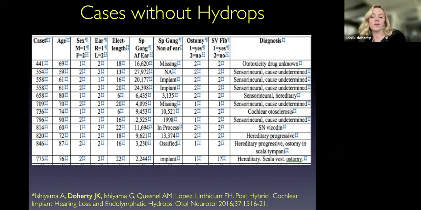And so overall, it just indicates that the round window insertion leads to fewer cases of hydrops, and the cochleostomy insertion leads to hydrops and potentially loss of residual hearing.